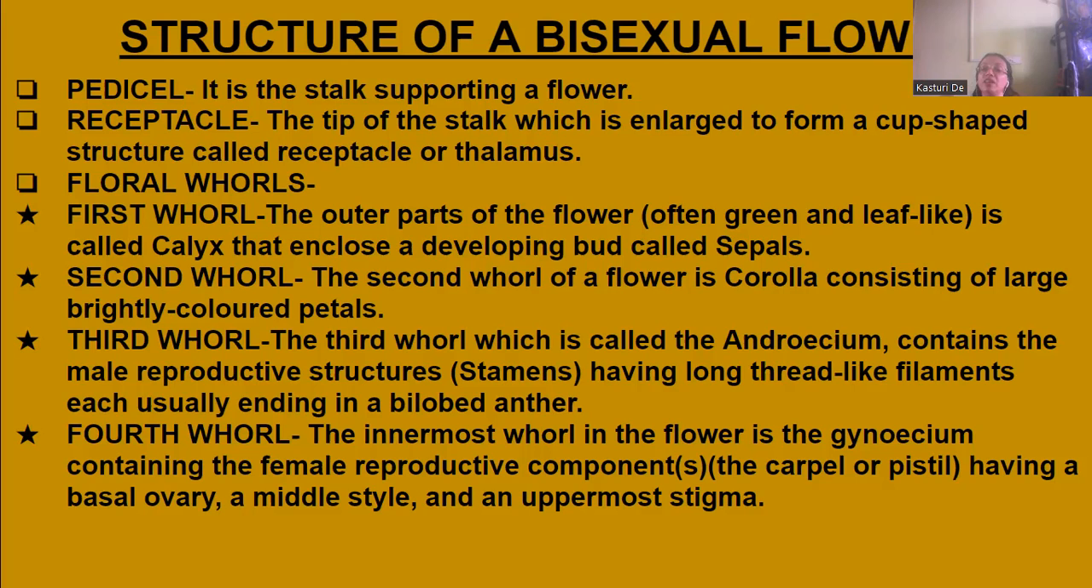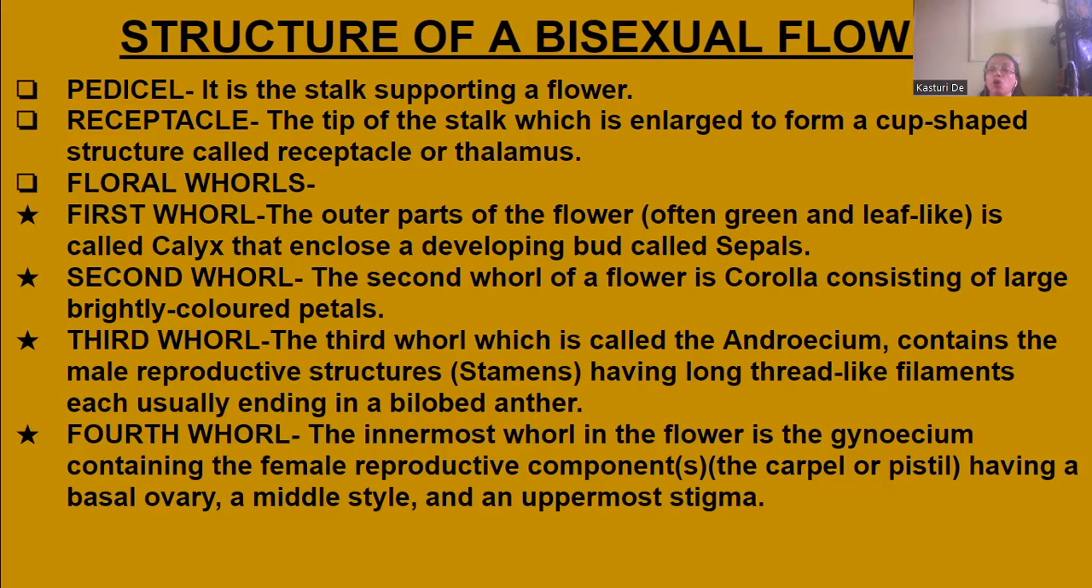anther lobes. These anther lobes, what do they contain? They contain anthers, which help in pollination. Now that's the male reproductive structure, the male reproductive organ, which stays inside these anther lobes. Next, we come to the fourth wall, the innermost wall.